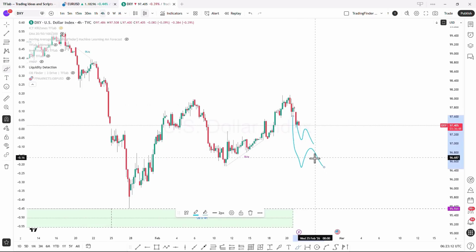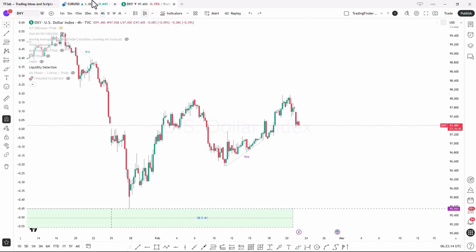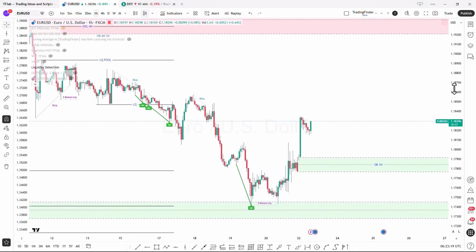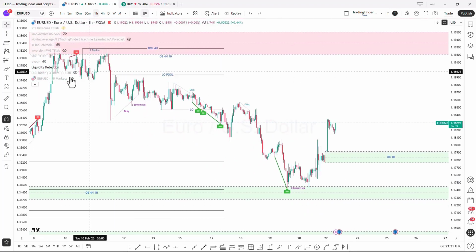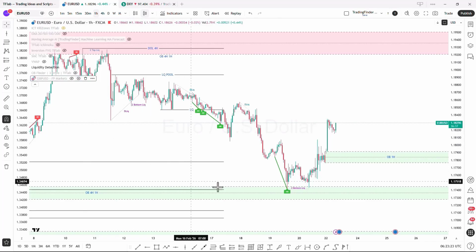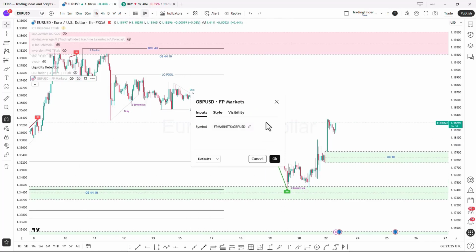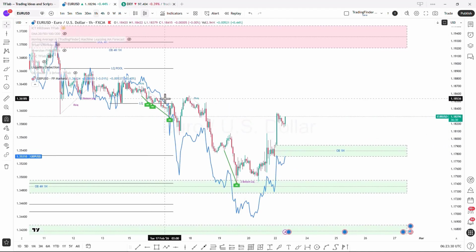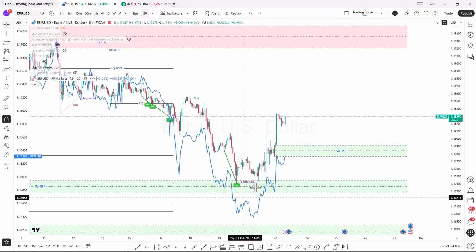With the weakening of the dollar, it could also increase. Additionally, one of the factors influencing the euro's movement could be its correlation with the GBP, as we can see. With the weakening of the GBP, the euro has also moved along with it, and they have a high correlation with each other in the market.